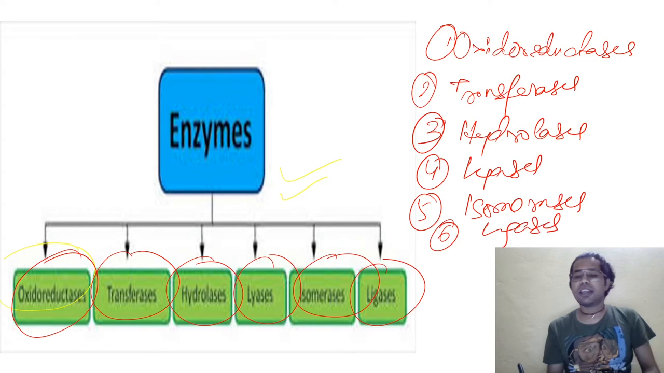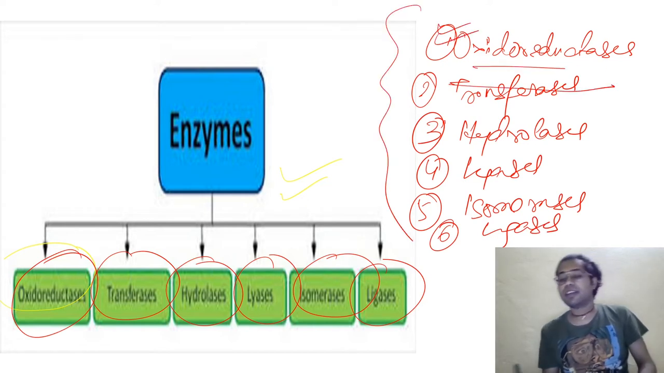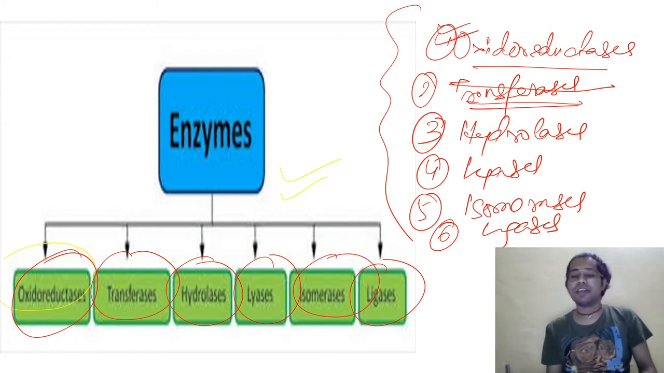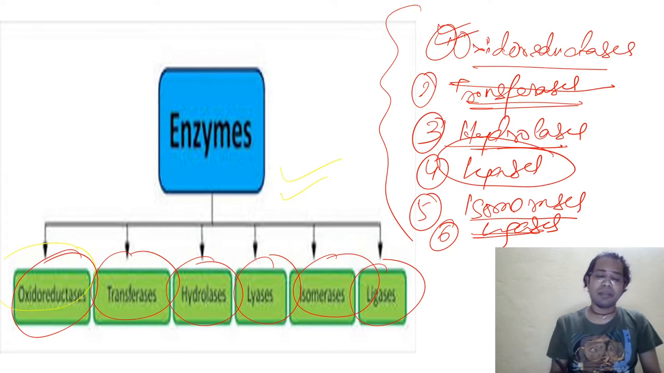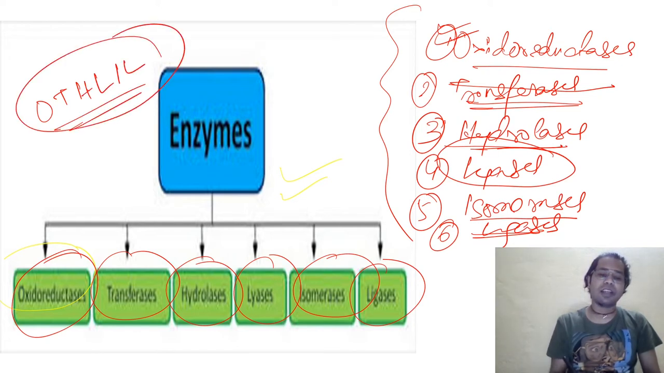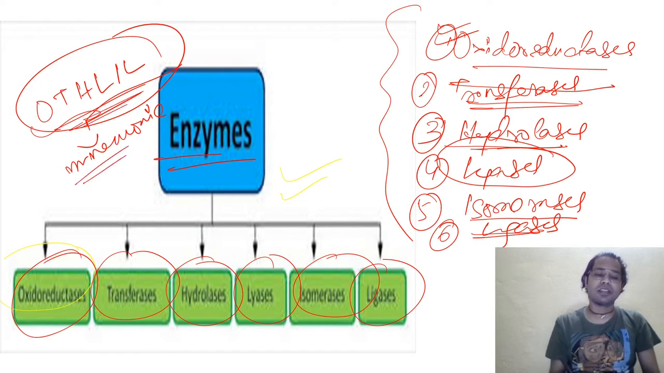So all of this have different examples. In sabhi ka alag alag example hota hai. Oxidoreductase has defined examples, transferase has defined examples, hydrolases has defined examples. Here we are asked about lyases. Isomerase has defined examples, ligases too. How to remember this enzyme classification? Dekho, ek mnemonic hai, O-T-H-L-I-L, othlyl. By the mnemonic othlyl, you can remember the classification of enzymes. Okay, othlyl, mnemonic for enzymes.